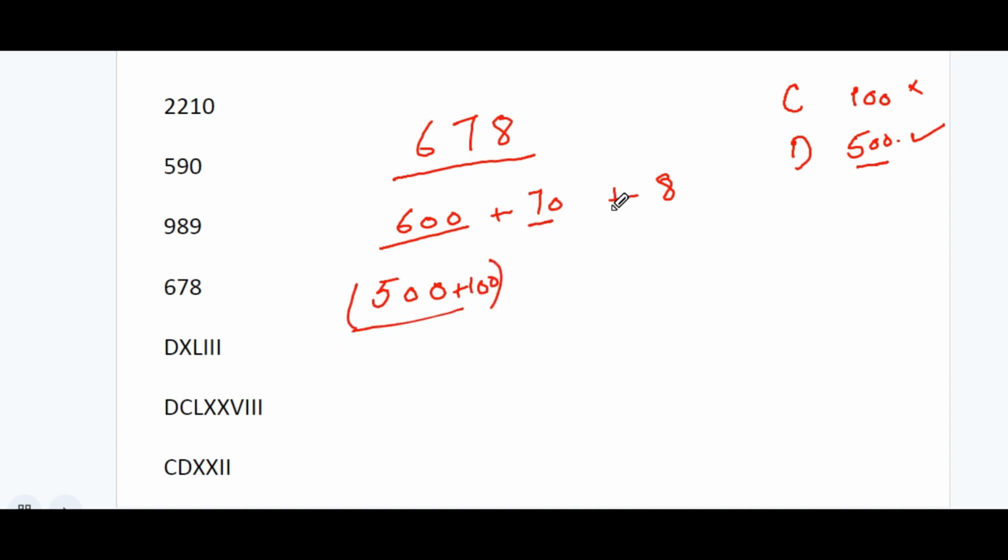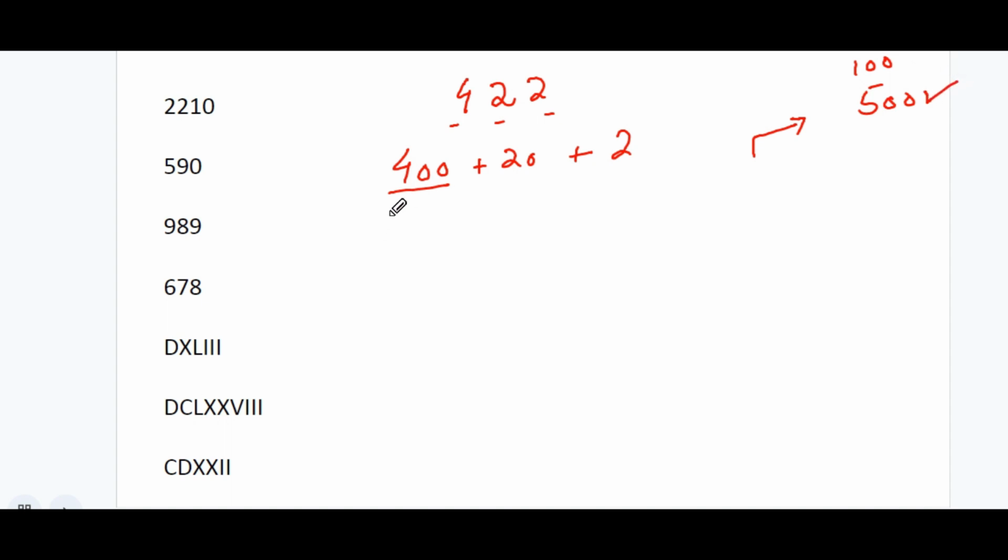For 70, what we have to do is go back to the Roman numeral table. The nearest Roman numeral to 70 is 50. So we need to break it like this, 50 plus 20. In the same way, for 8, what is the nearest Roman numeral in your table? 5, and then what is left? 3. In this way you can break your Roman numerals.